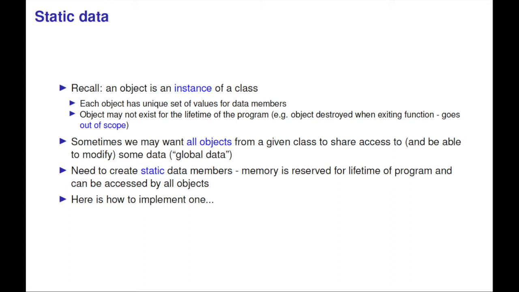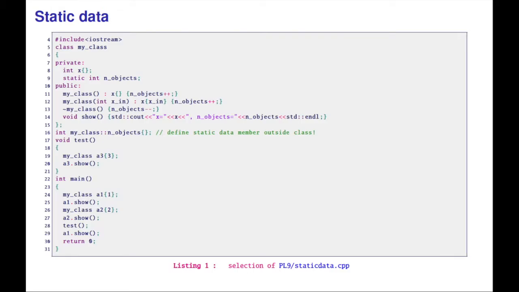Sometimes we may want all objects from a given class to share access to and be able to modify some specific common data, which is usually called global data between quotes. The way to do that is to create a static data member. A static data member really means the memory for that given data member is reserved for the lifetime of the program, and it can also be accessed by all objects. So there's only one of these static data members, not as many as we have objects. Let me show you how to implement one.